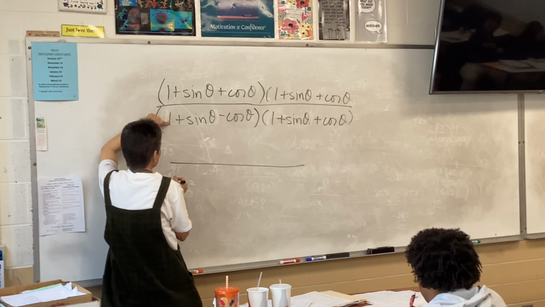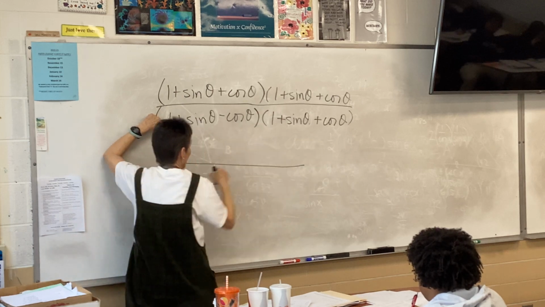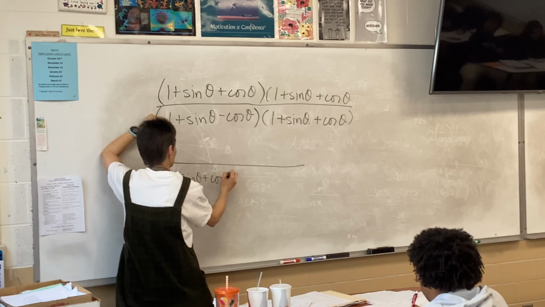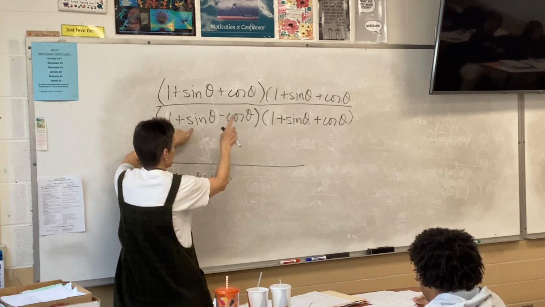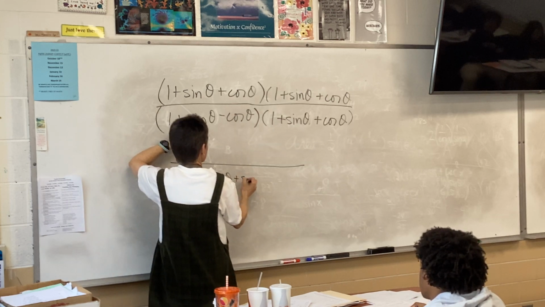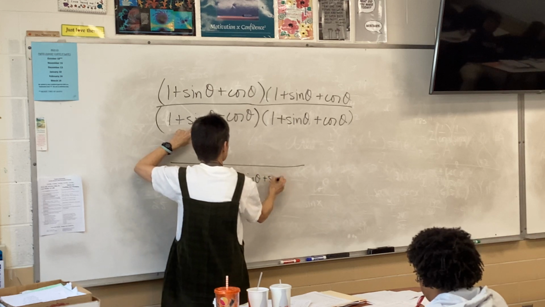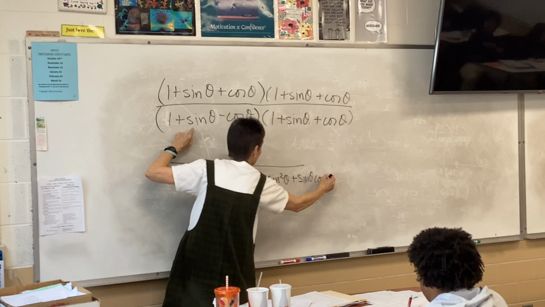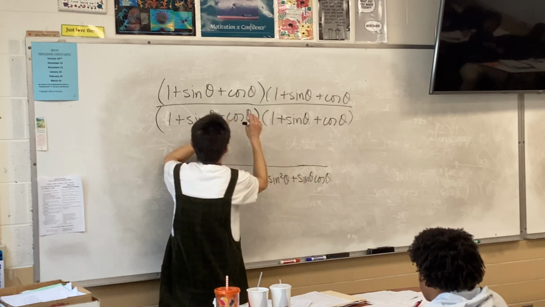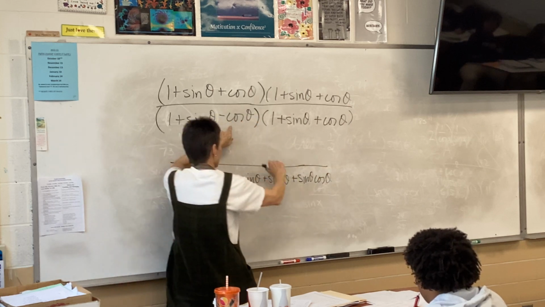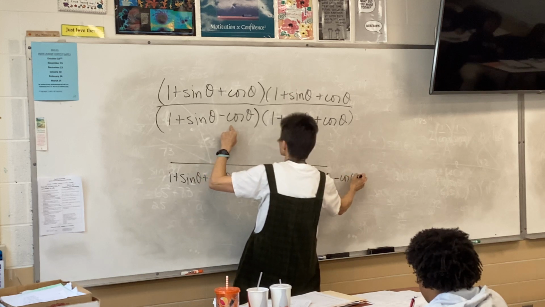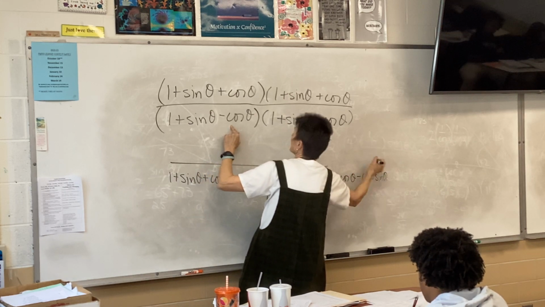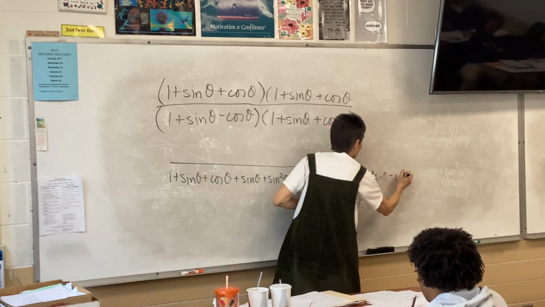So on the bottom, I'm going to have 1 times all of those. So 1 plus sine plus cosine. And then I'm going to have sine times all of those. So plus sine squared, plus sine cosine. And then I'm going to have negative cosine times all of those. So minus cosine sine, and minus cosine squared.